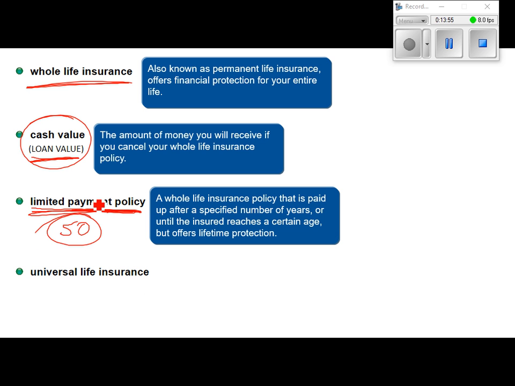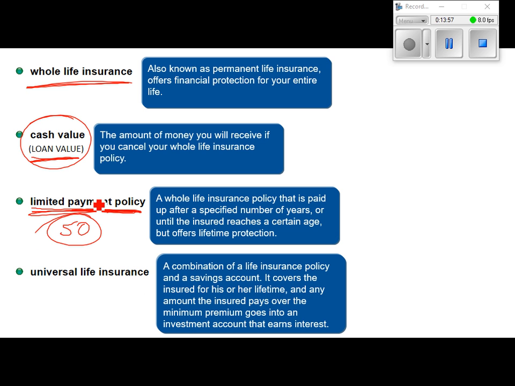Universal life insurance is a combination of life insurance policy and a savings account. So it covers, this is another type of whole life insurance. It covers the insured for his or her lifetime, and any amount the insured pays over the minimum premium goes into an investment account. So you can put in extra money here, is what they're saying, and you can get it put into an investment account, and it will earn interest for you. So it's like a savings account.